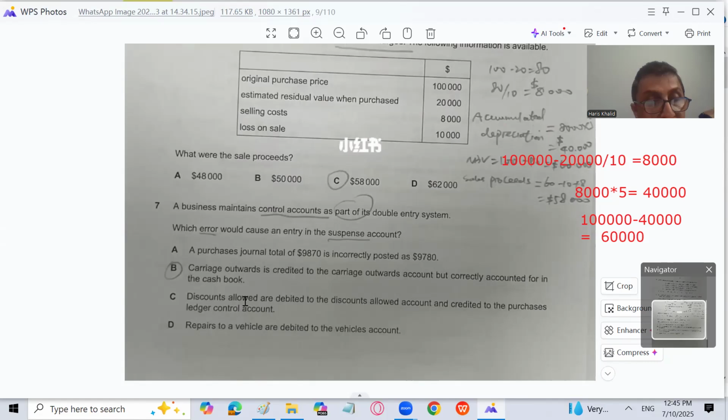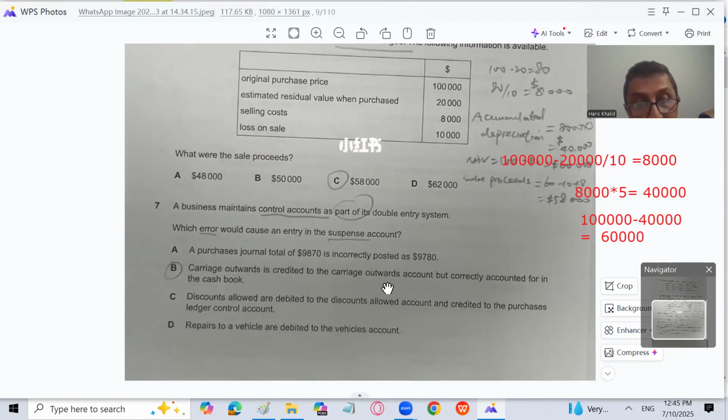C, we have to debit discount allowed and we have to credit SLC. We have credited PLC, so PLC is debited, SLC will be credited. There is no suspense. Repair to vehicle are debited to vehicle account. Again, there is no expense, no suspense. B is the answer because carriage outward is an expense. It is debited. We have credited carriage outward.